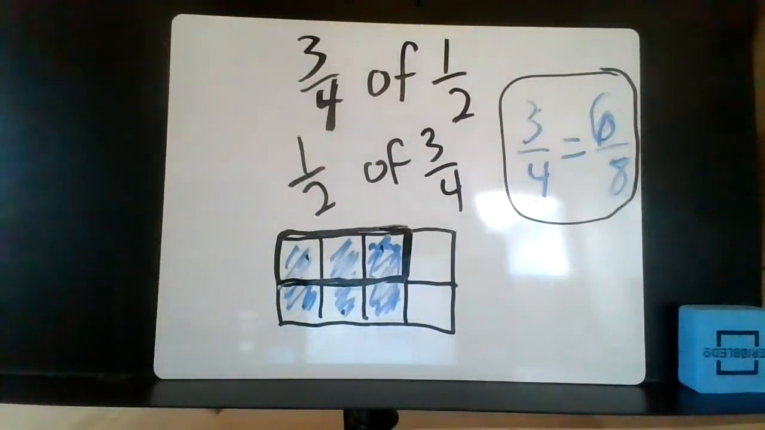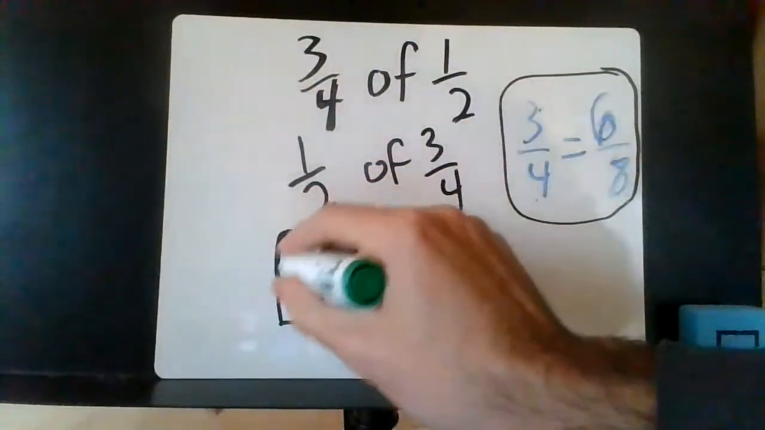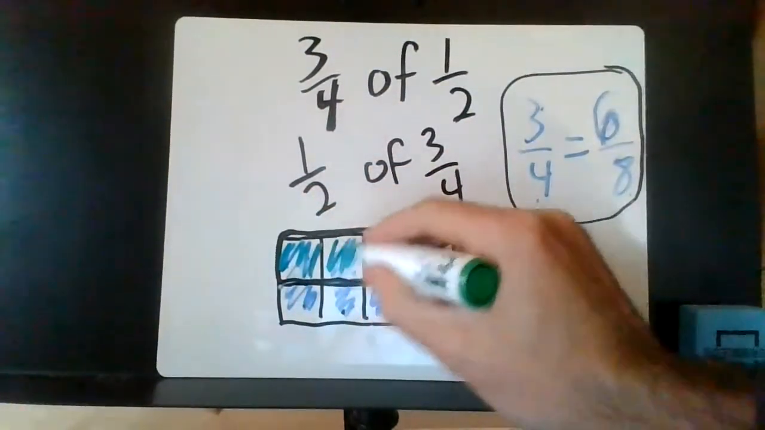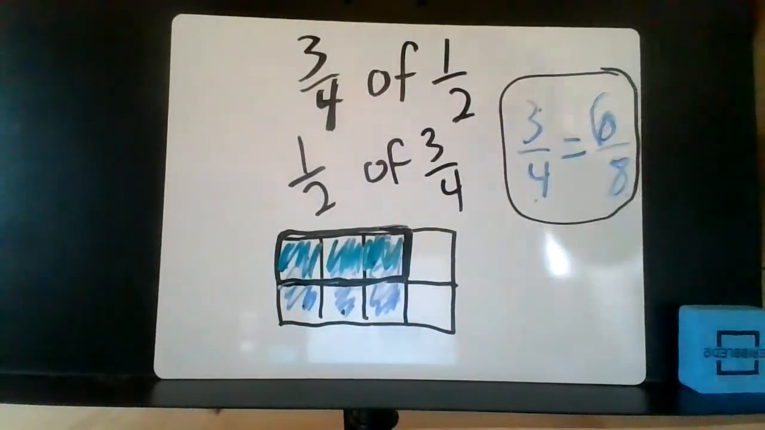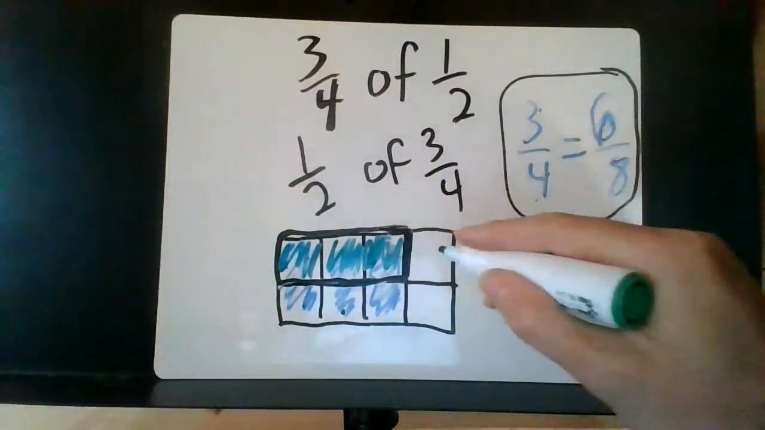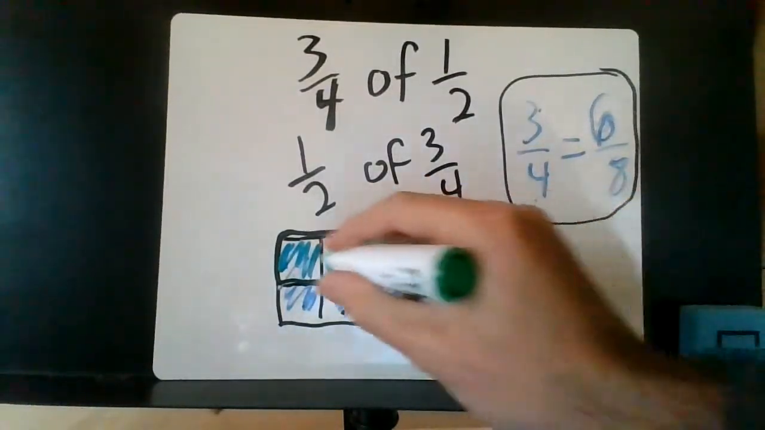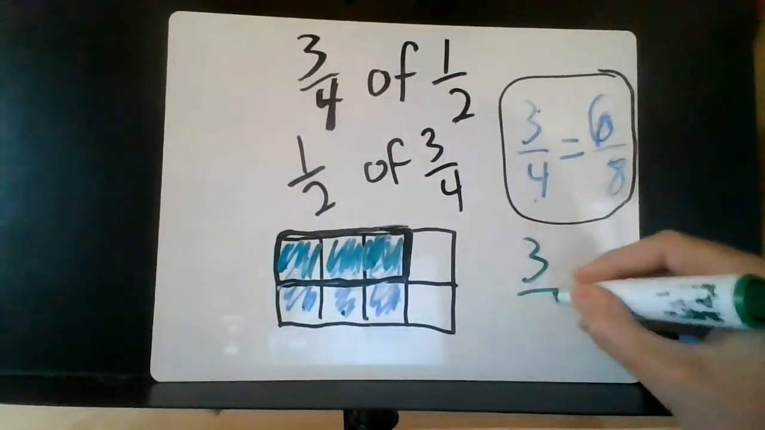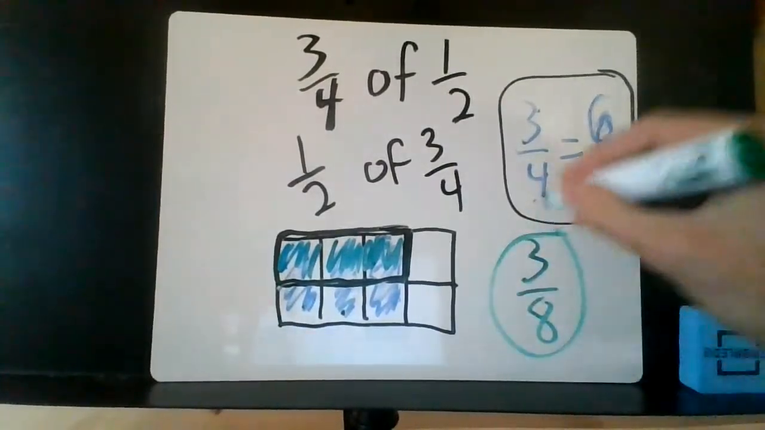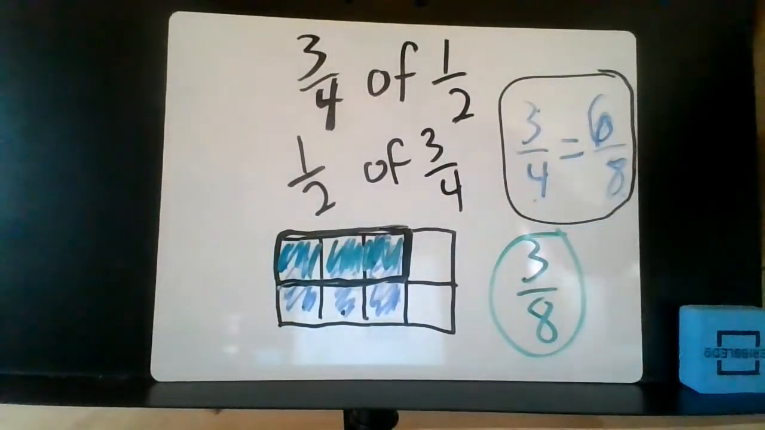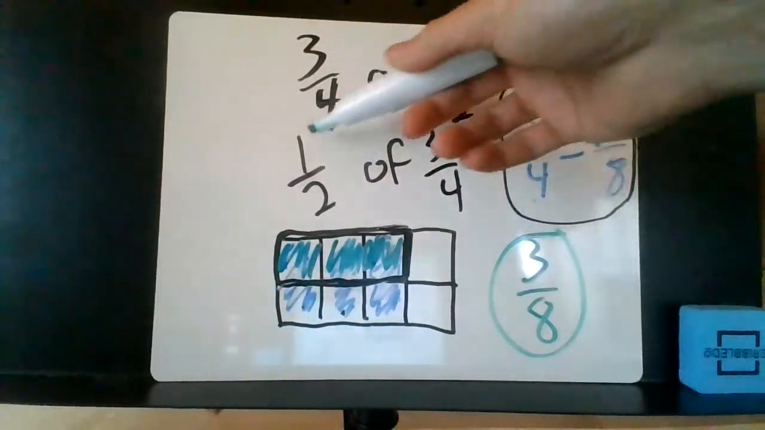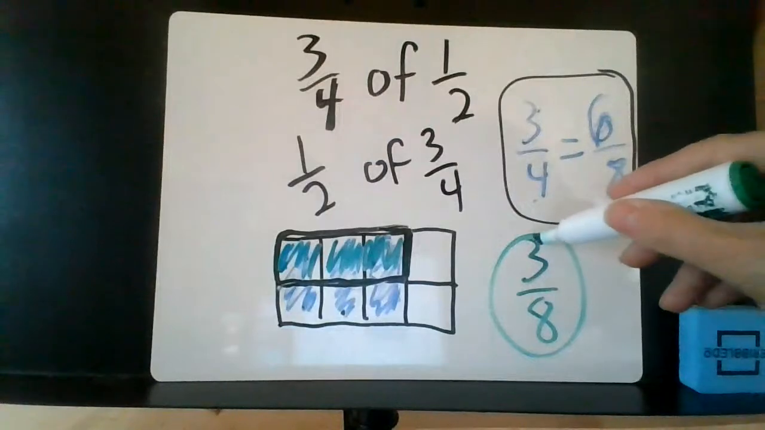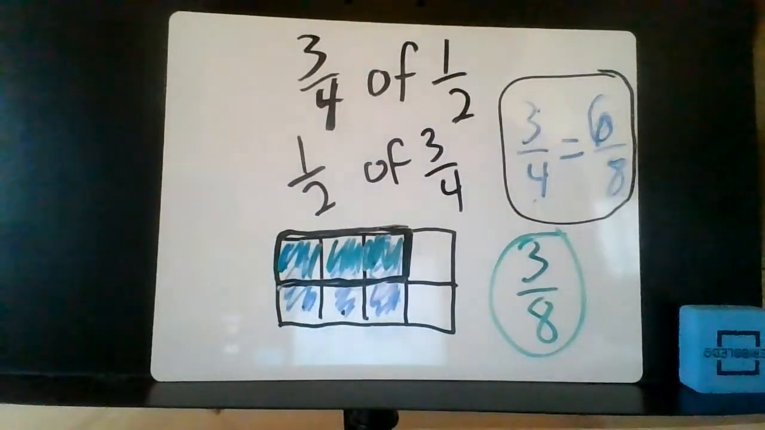And I'm going to shade that in with green now. That's a mixture of green and blue, and that represents my solution to 1/2 of 3/4. And so it's now split into 8 equal parts. I've shaded in 3 of them, so my answer must be 3/8. All right, so the solution to 3/4 of 1/2 and 1/2 of 3/4 is 3/8. And I've just shown that.